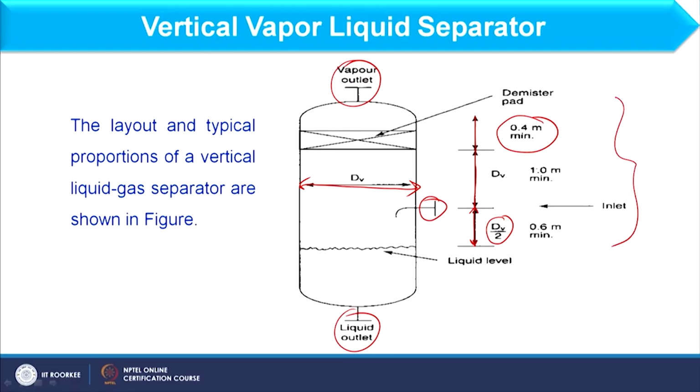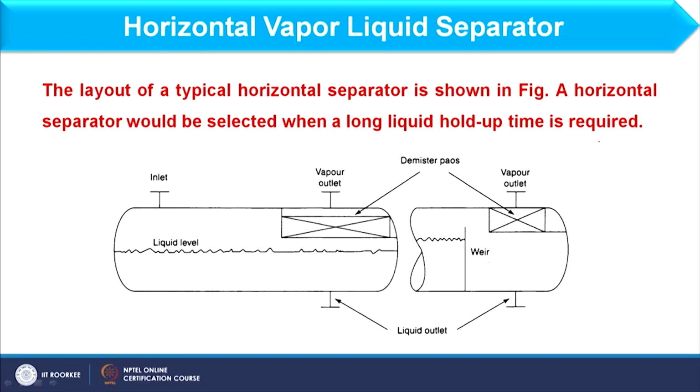Accordingly, we have to design the system considering these guidelines. Here you see dV is considered as 1 meter minimum, and this should be 0.6 meter minimum. So, if I consider this, then dV should be 1.2 meter. In this way we can consider different dimensions. And now we will focus on the horizontal vapor liquid separator. The layout of a typical horizontal separator is shown here.